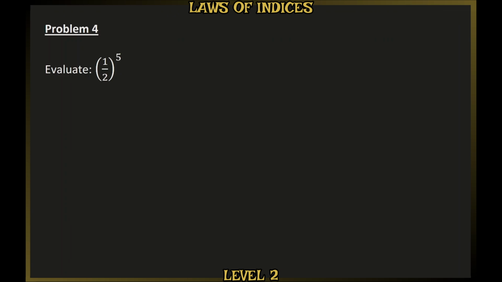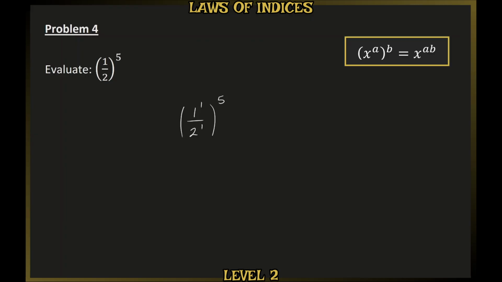In problem 4, we're evaluating 1 over 2, all to the power of 5. This means we need to find its value. To start off, we're going to rewrite 1 over 2 as 1 to the power of 1 over 2 to the power of 1. And the reason it's important to do this is that we can now see that this problem involves raising powers to other powers. And because of that, we can use this law, which tells us that when you raise a power to another power, you multiply the two powers together.